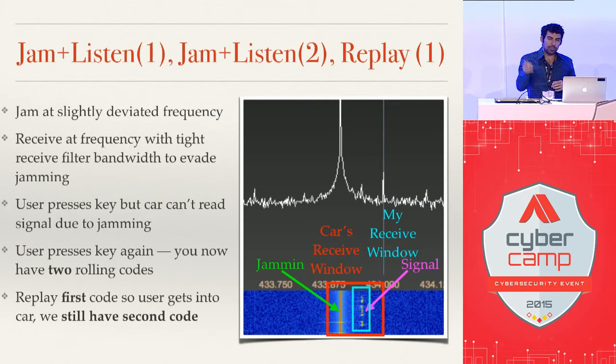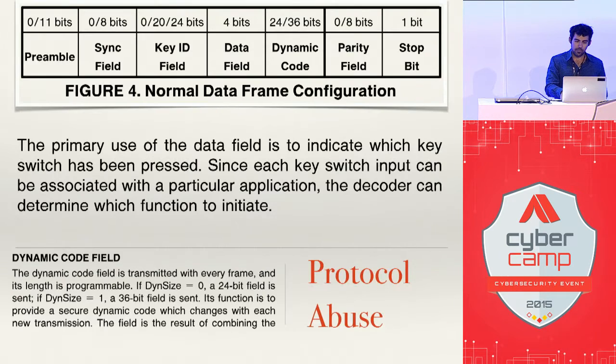I can then replay the first one, and now I have a future code that will work. So because I'm replaying the first code upon your second try, I now let you into your car where you can drive away, and I have a code in the future that your car will respect, and then I can replay that. So using this, we can easily exploit a car.